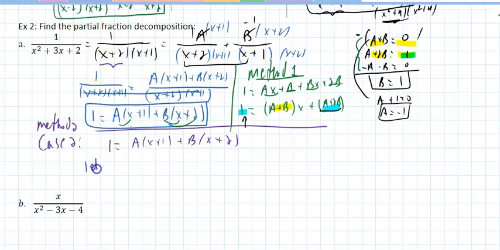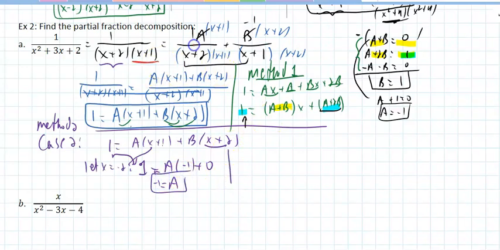Let x equal negative 2. I'll get 1 equals a times, if I put a negative 2, isn't that negative 2 plus 1, which is negative 1? And negative 2 in there will make that a 0. Doesn't that make a equal negative 1? And the second number I'm not allowed to have is negative 1. Let x equal negative 1.